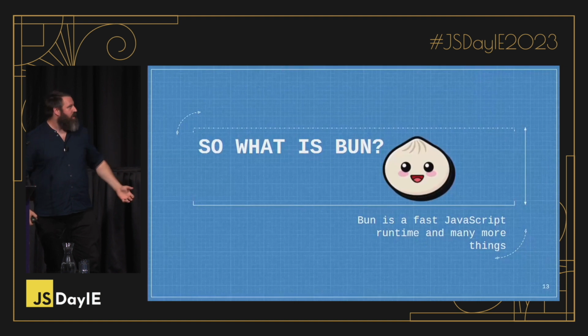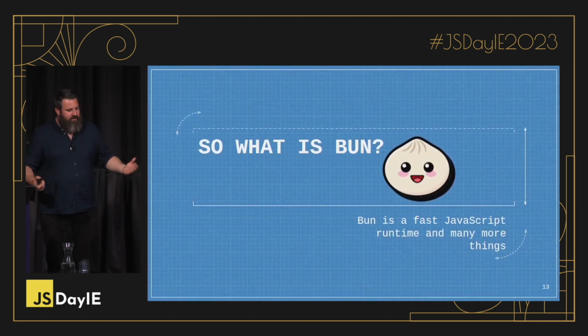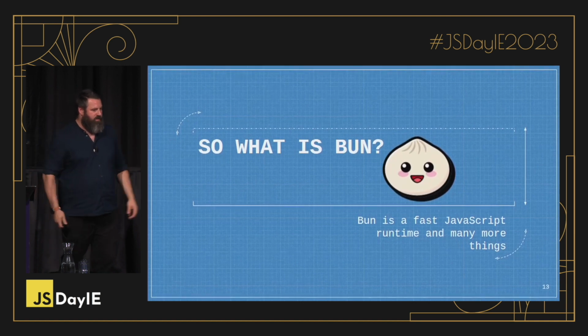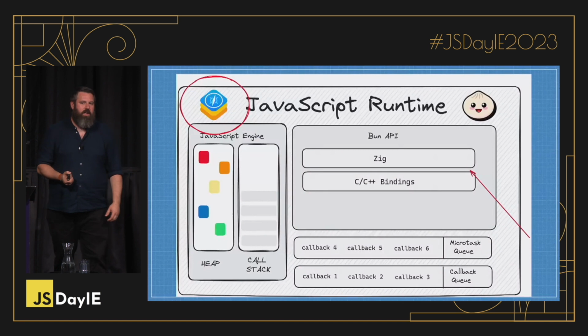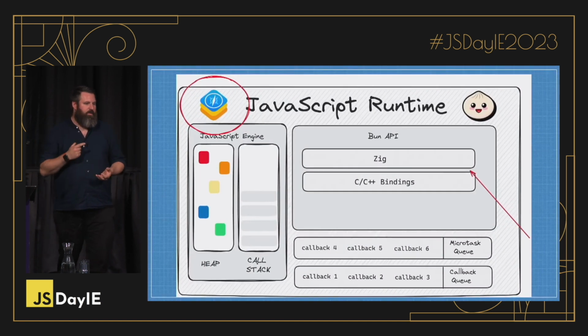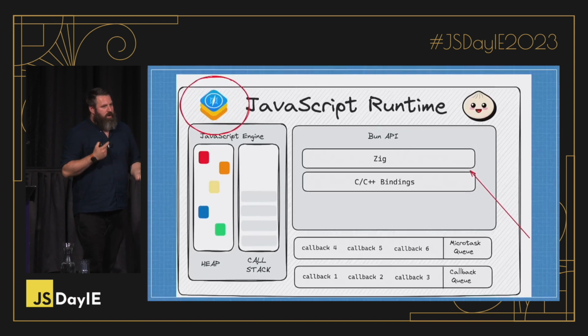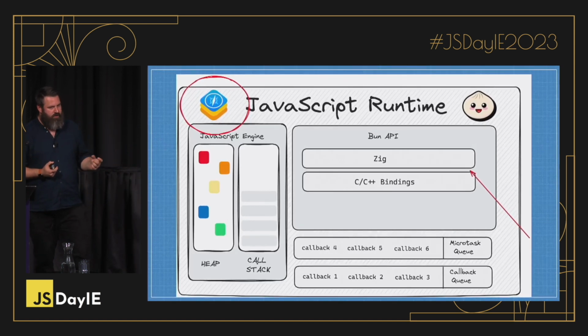So we come back to this question again. What is BUN? BUN is a fast JavaScript runtime and many more things. So what does the BUN runtime look like? We can see some similarities here. We still have our microtask queue, we have our callback queue, but one of the two key differences is the engine that BUN runs.